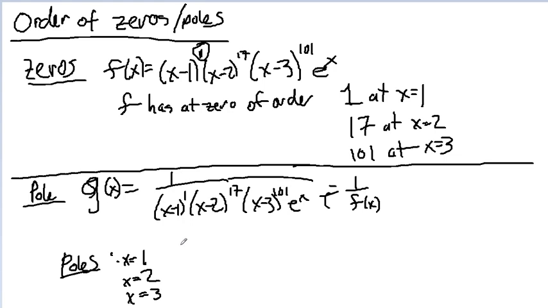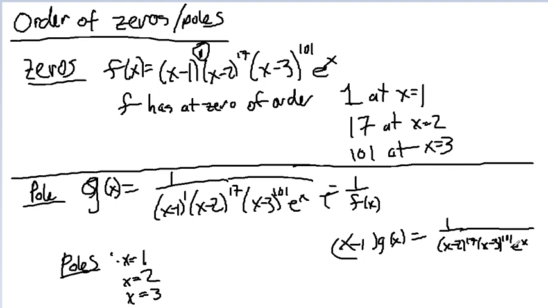So here's the basic idea. How much do I have to multiply to cancel this out of the denominator? Notice that x minus 1 times g of x is equal to 1 over (x minus 2)^17 (x minus 3)^101 e to the x. That's perfectly good, so at 1 this does not have a pole. So this has a pole of order 1.